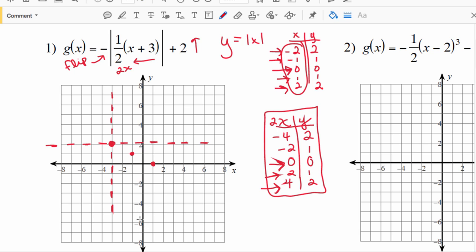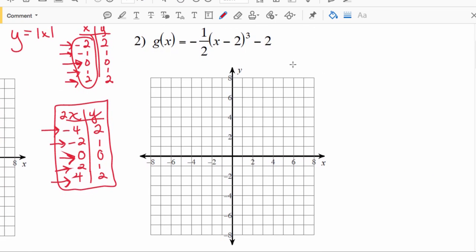So my up and down movement has not changed, but my left and right movement has doubled off of the normal parent function. And then instead of going left 1, down 1, I'm going to go left twice as far, so left 2, but still down 1. And then instead of left 2, I'm going to go left twice as far, so that's going to be left 4, and then still down just 2 like I would on the original table. And then that is going to be a horizontal stretch for number 1.